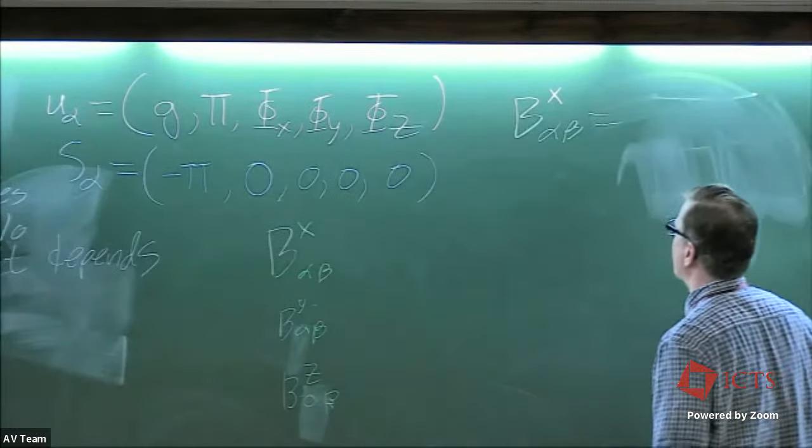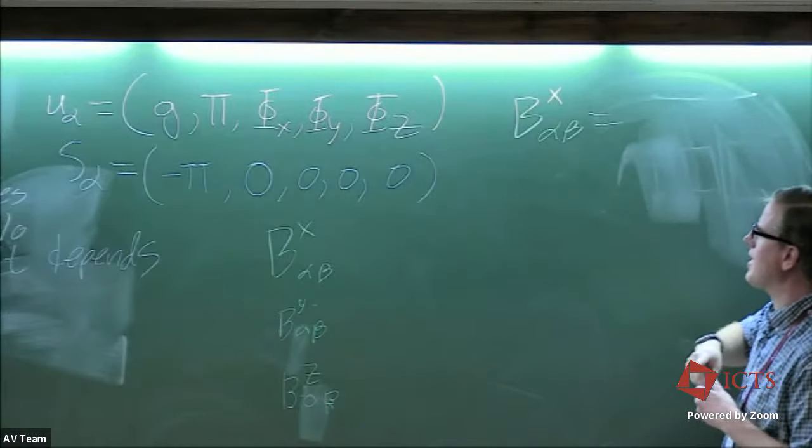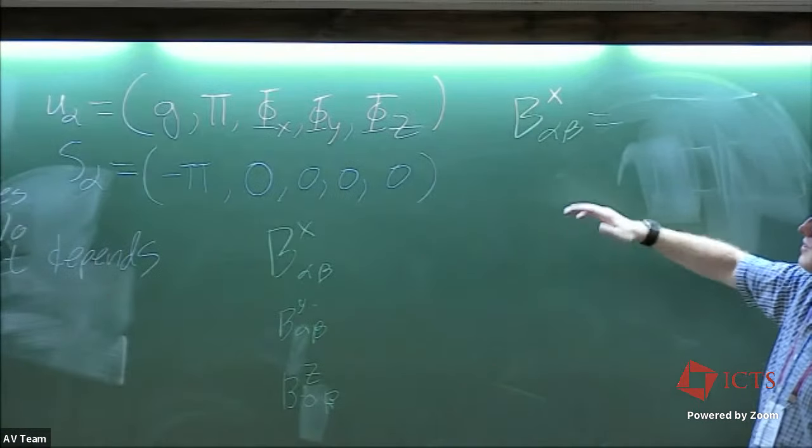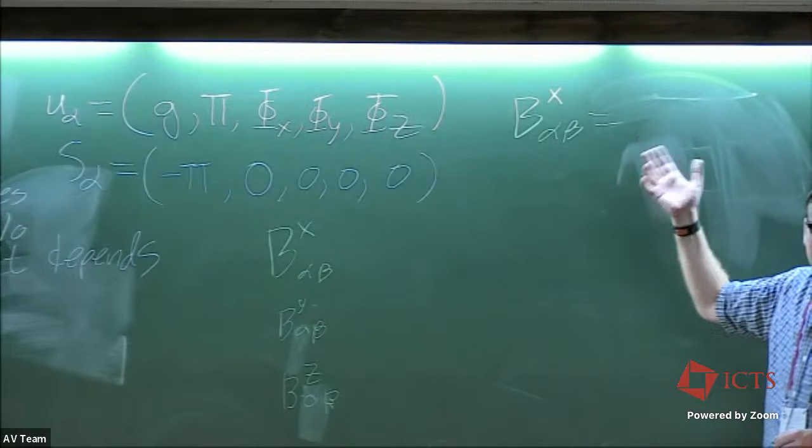So let's think about this for a second. First of all, there are two indices here, alpha and beta. So what kind of mathematical object do you think you would think of B_x alpha beta as? If it has two indices, what could you picture it as?